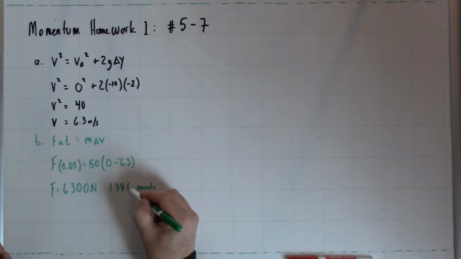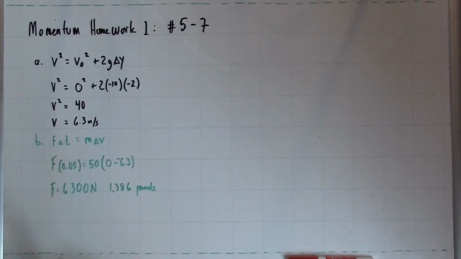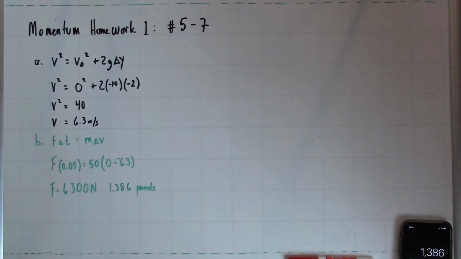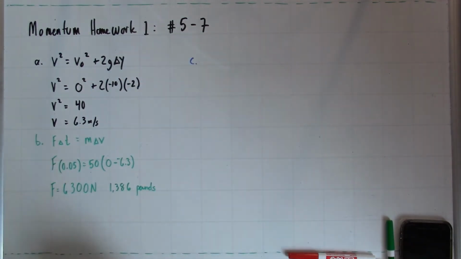1,386 pounds. Now, that's 1,386 pounds and that's applied over this 0.05 seconds. So it's not all at once, it's applied over a longer period of time. The next part says, well, calculate the force on the climber if she was brought to a stop in 0.005 seconds. All right, so let's do C up here, okay?